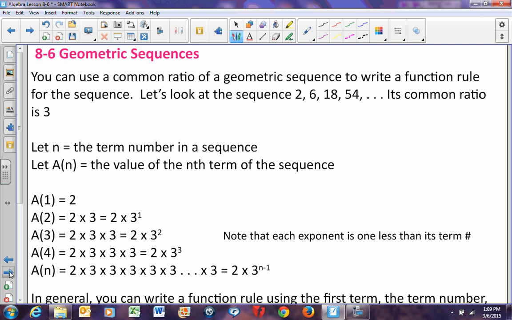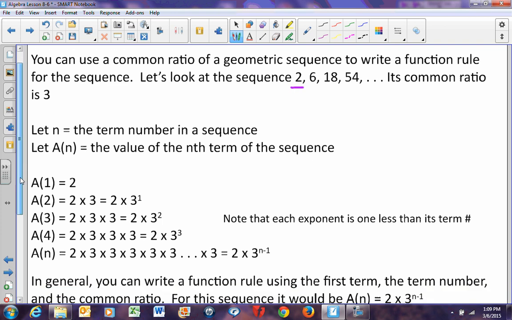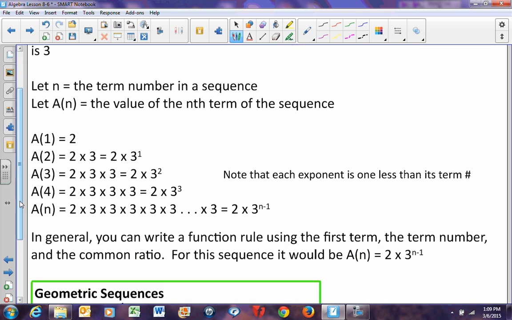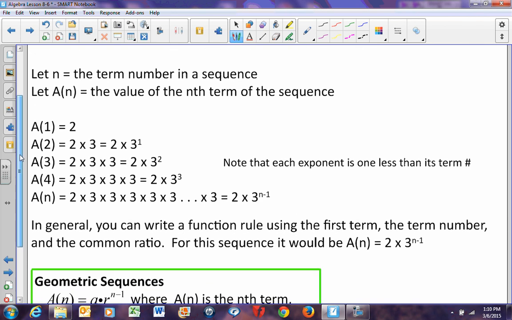So if we let n equal the term number in the sequence, a of n is going to be the value of the nth term. Okay, so my first term is 2. There's my first term right there. My second term is 6, which is 2 times 3 to the first. Remember, my sequence was, I'll rewrite it down here so you can see it, 2, 6, 18, and 54.